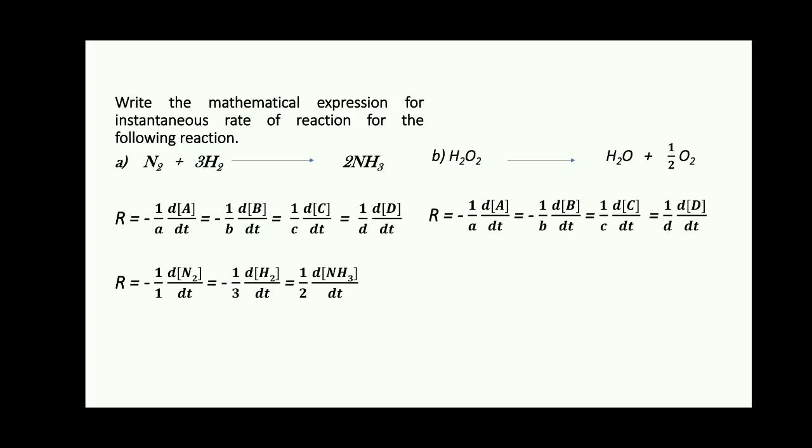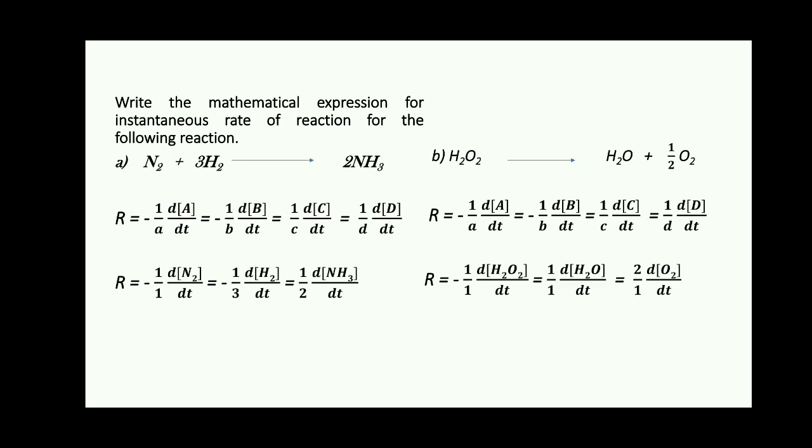If we talk about C, here C is 1 and D is equal to 1 by 2. So what will be the final expression? The final expression will be minus 1 upon 1 dH2O2 upon dt is equal to 1 dH2O upon dt is equal to 2 dO2 upon dt.